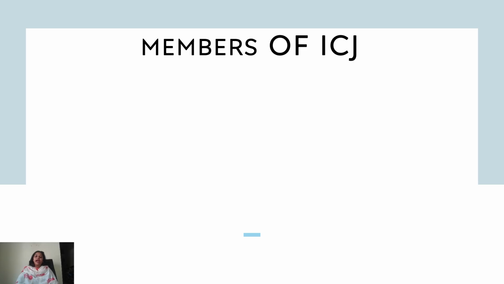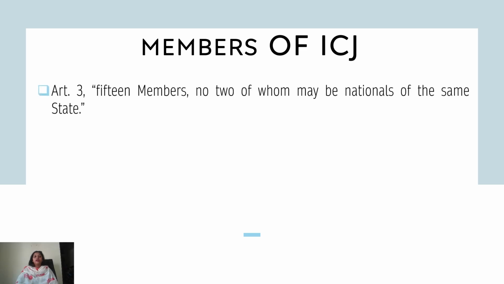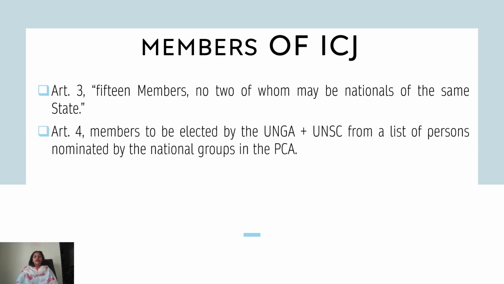Now let us look at the members of the court. Article 3 of the Statute of ICJ says that there should be 15 members in the International Court of Justice. It also highlights that no 2 members out of these 15 should be the nationals of the same state. So out of the 15 member judges of International Court of Justice, no 2 members shall have the same nationality. Then Article 4 talks about the election of members.